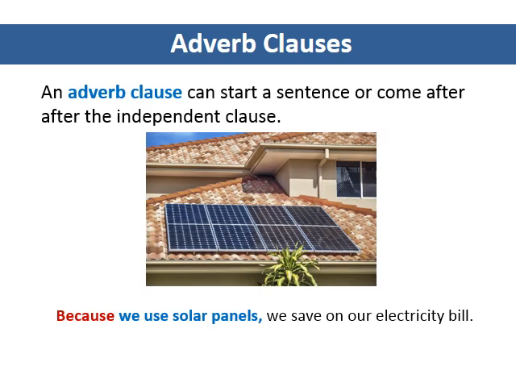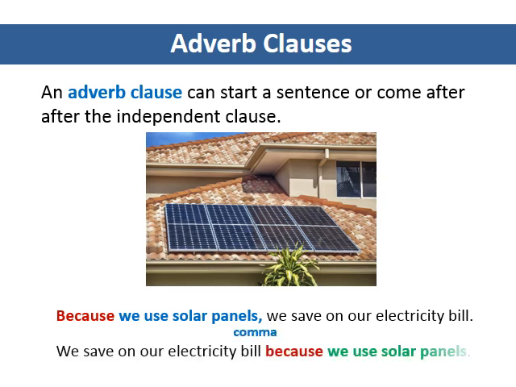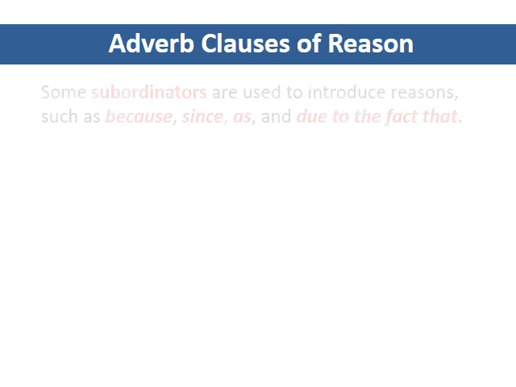An adverb clause can start a sentence. When the adverb clause comes before the independent clause, we separate the two clauses with a comma. An adverb clause can also come after the independent clause. In this case, we do not separate the two clauses with a comma.